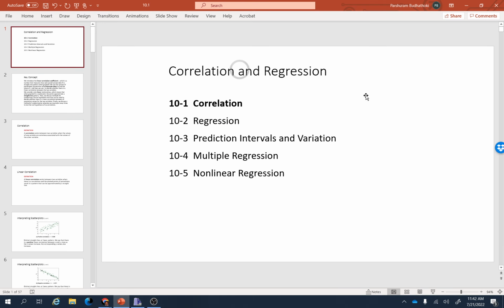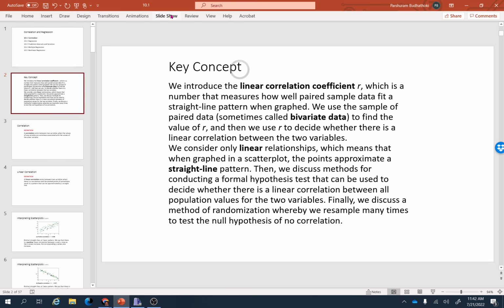Okay, so chapter 10, correlation and regression, section 10.1, correlation. This section is about finding the correlation between sets of data. For example, you have sets of data, and we would like to find out what the relation between them is. How can we find the relation between them? That's correlation, and especially we use linear correlation.